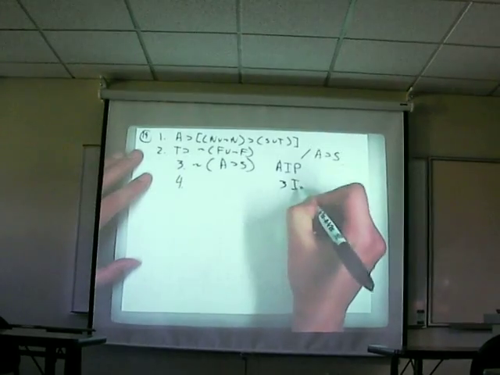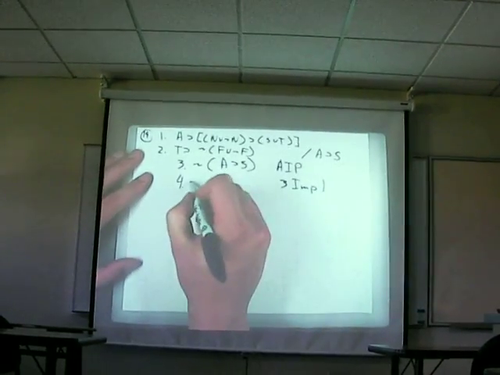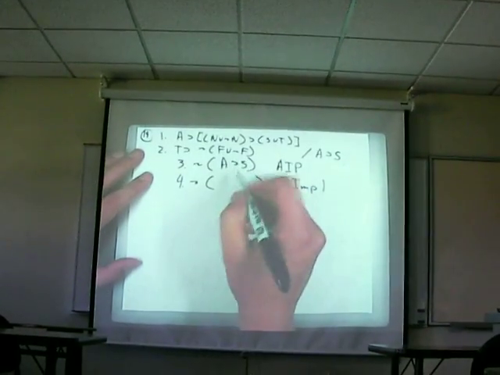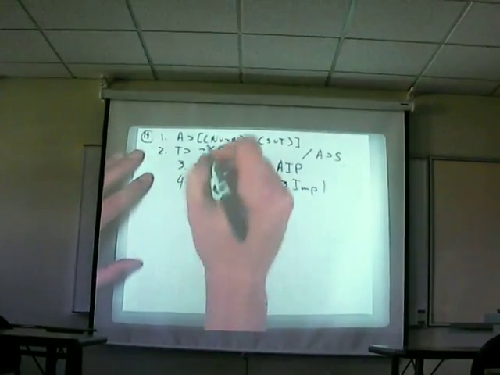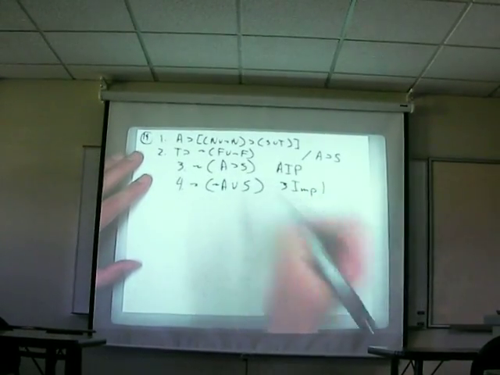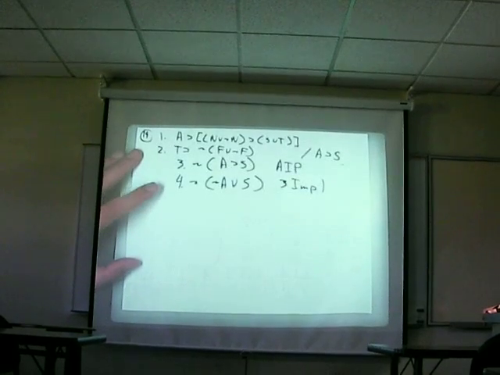3 material implication, 3 impl. The parentheses and the tilde on the outside, of course, are going to stay the same. Switch that horseshoe to a wedge, and you negate the first variable. So I get not A, wedge, S. And that would be the result of impl on line number 3.